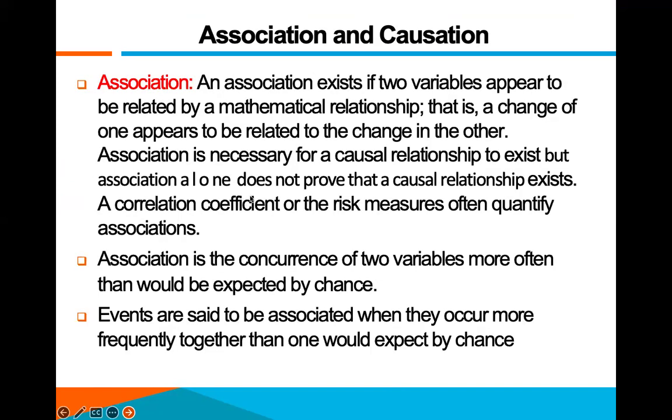So I said, an association exists if two variables appear to be related by a mathematical relationship. What it means is that a change in one area must also dovetail with another change in another area. So a change in an input is supposed to cause a change in an output. So we are saying an association is necessary for a causal relationship to exist, but association alone does not prove that a causal relationship exists.